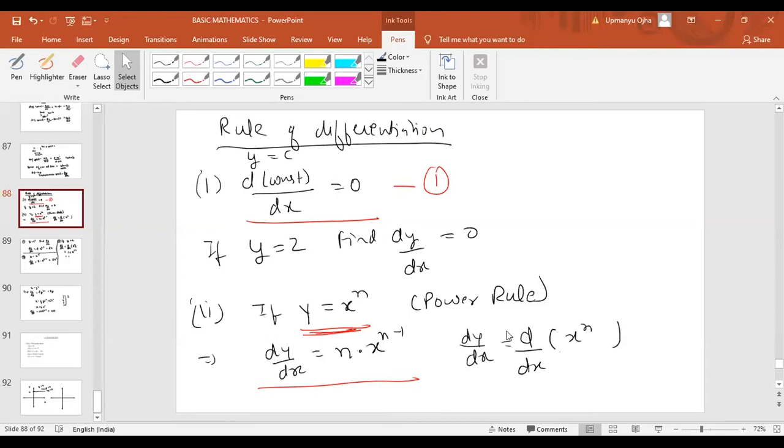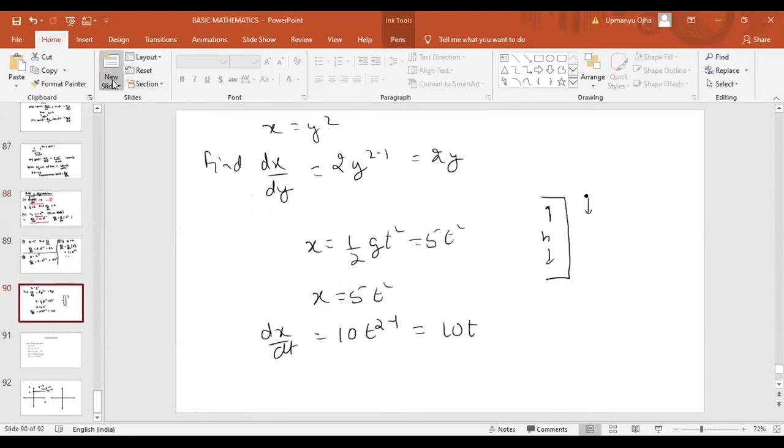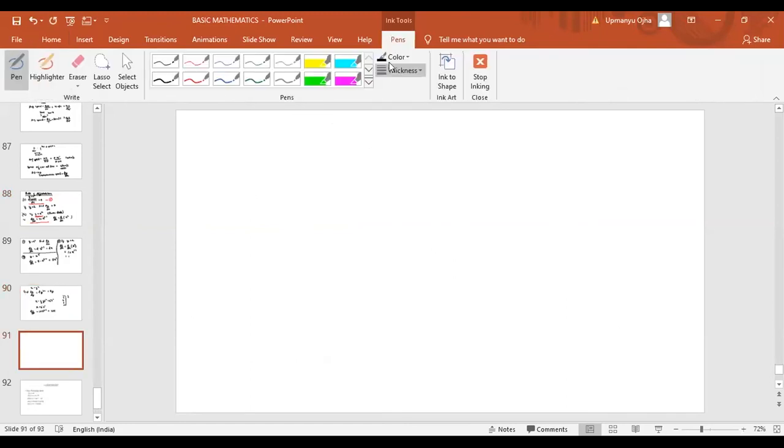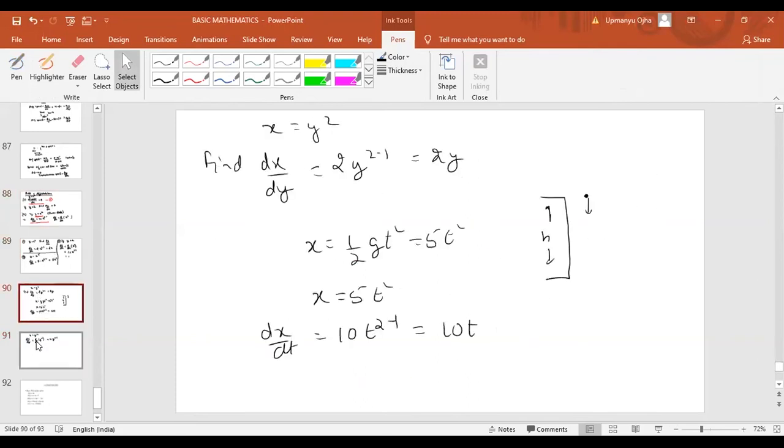One student has asked me, sir, if x equals y power n, then what would dx by dy be? Means d by dy of y power n. The same formula we can use, that is n y power n minus 1. But you have to differentiate with respect to y then, not x. Understood? So we got the first rule and second rule, and we have given some examples of the first and second rule. Then the third rule.